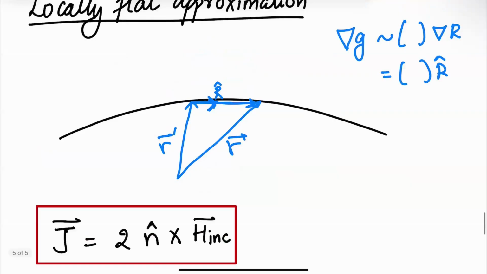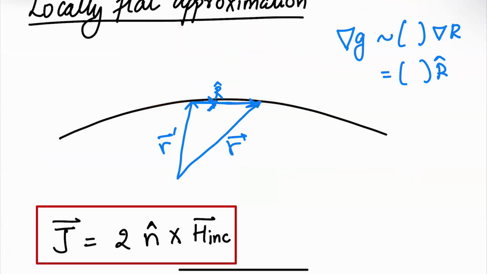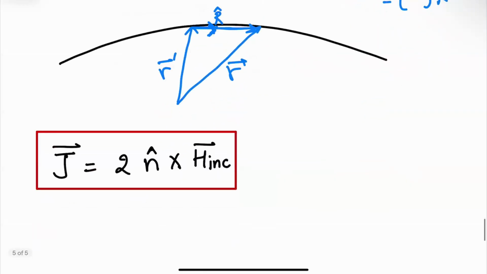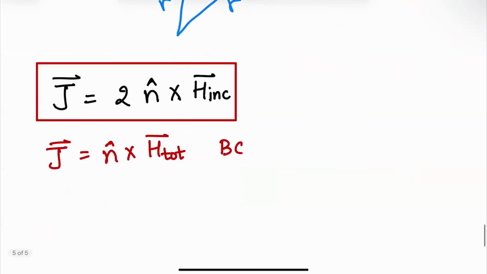So you have essentially some incident field coming in. And I'm saying that the current on the surface is given directly from the incident field as 2 times the tangential component of this incident field, right? But we know that J is also equal to n hat cross the total field. This is the boundary condition, right? So essentially I'm saying that on the surface of the metal, H total is equal to 2 times H incident.